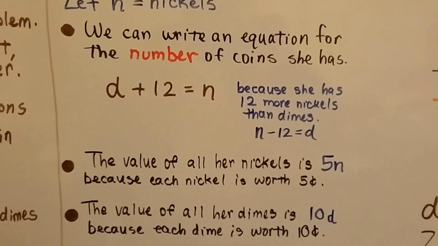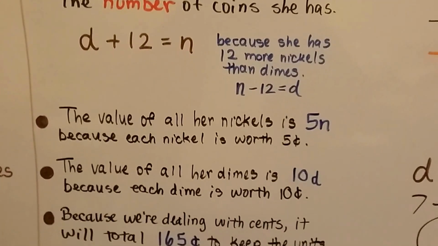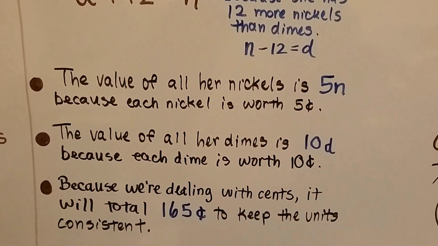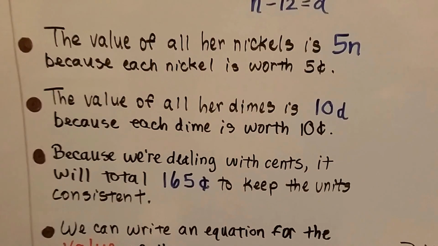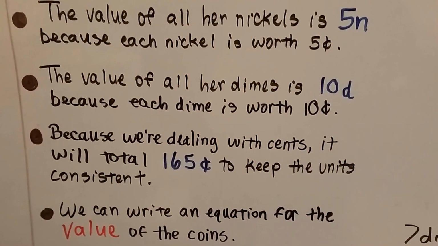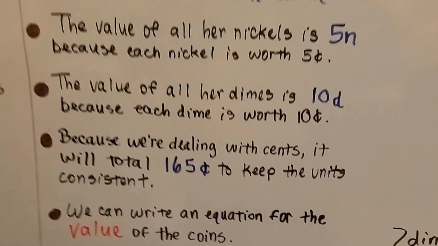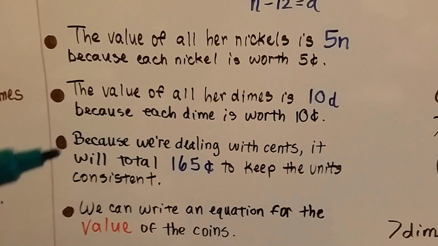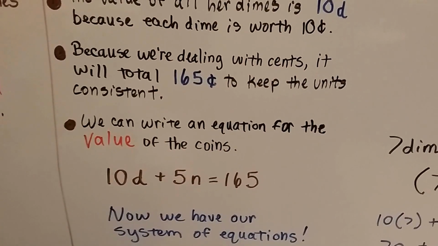The value of her nickels is 5N, because each nickel is worth 5 cents, and the value of all her dimes is 10D, because each dime is worth 10 cents. And because we're dealing with cents, it's going to total 165 cents to keep the units consistent. So we're not going to mix cents with dollars. We're going to stick with cents. We can write an equation for the value of the coins.